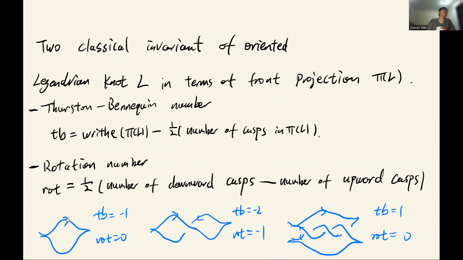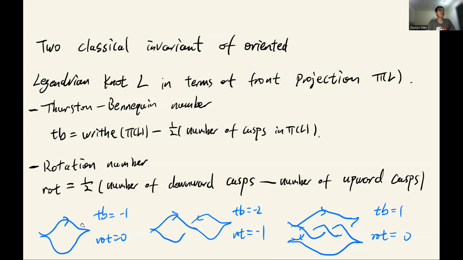For example, this first unknot has writhe equal to 0, and it has 2 cusps, so the tb is -1. It has 1 downward and 1 upward cusp, so the rotation number is 0. In the second one, this is a negative crossing, so the writhe is -1, and minus a half times 2 cusps gives -2. And for the rotation number, this cusp is upward, and this is also upward, so the rotation number is -1.